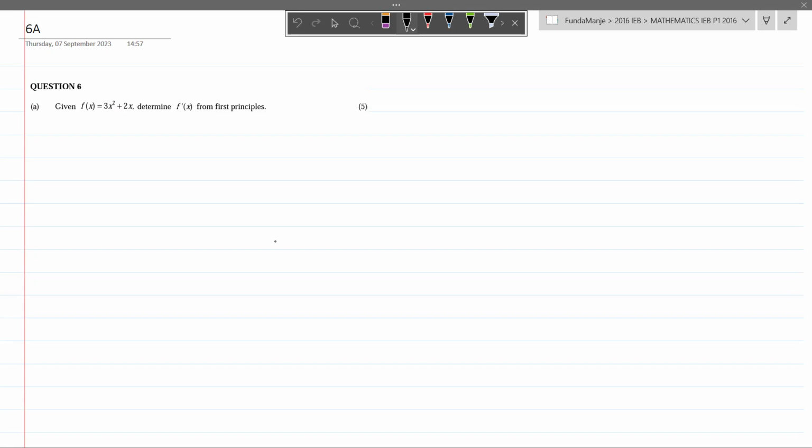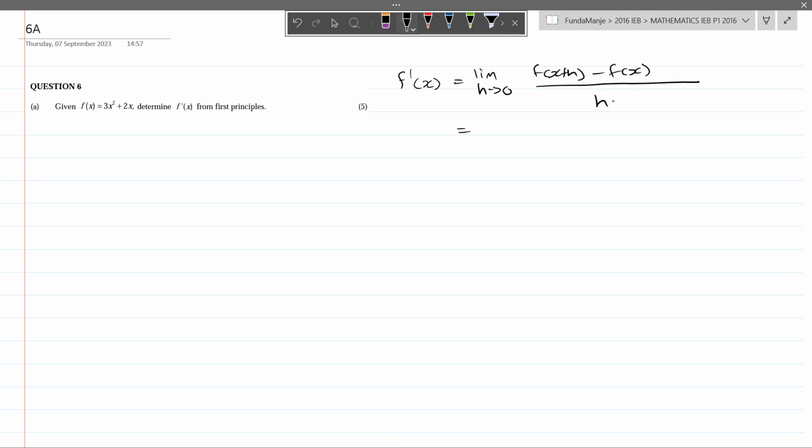Question 6 says, given f of x as 3x squared plus 2x, determine the first derivative from first principles. So determining the first derivative from first principles requires us to use limits, especially as h tends to 0, of f of x plus h minus f of x, all over h.